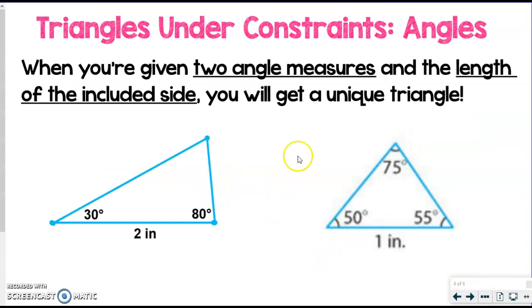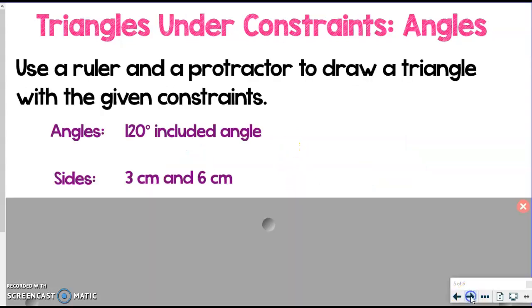So when you're given two angle measures and a length that's included, it's always going to create a unique triangle. So when you have two angles and one length, it's going to create a unique triangle because you have to include those, and so it's going to force that last angle to meet up at a specific spot. Okay, let's look at one more example like this.